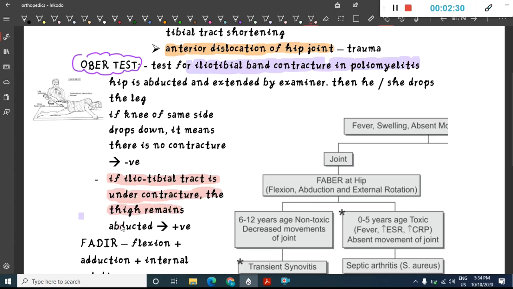Normally if the examiner drops the thigh, it should come back to its normal position, right? It should come back, then there is no contracture, that means the test is negative. But if there is iliotibial tract contraction, then the thigh will remain in the abducted position. So this is the Ober test which is done.